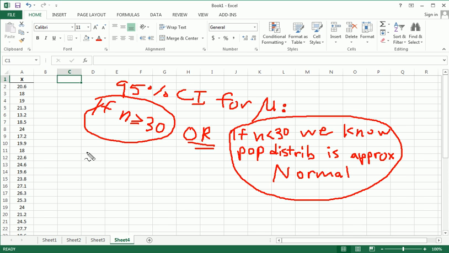Now, this method is for the most realistic case, and that is when sigma, the population standard deviation, is unknown. That's the most realistic case. If sigma is known, we can use the z distribution in our method. But if sigma is unknown, which is much more realistic, then we use this technique. So what is the technique?